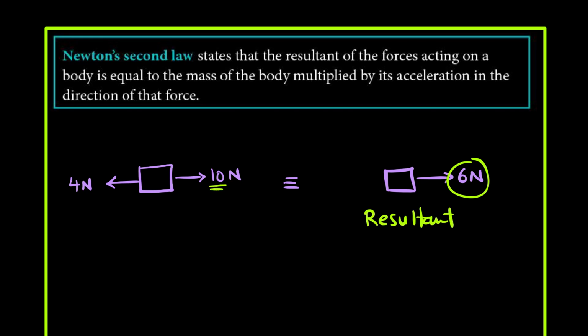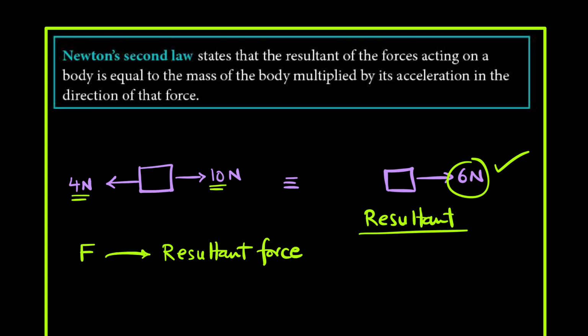This 10 Newton is pulling it to the right. This 4 Newton is opposing it. In other words, a resultant of 6 Newton is pulling it to the right. So let's use the symbol F for the resultant of all the forces. Let's call it the resultant force. Let's use the symbol M for the mass of that object. Let's use the symbol A for acceleration.